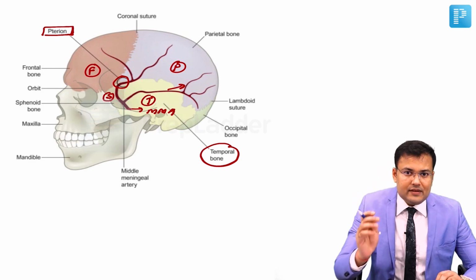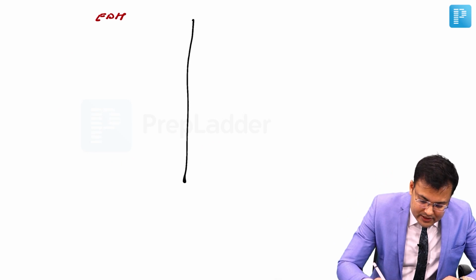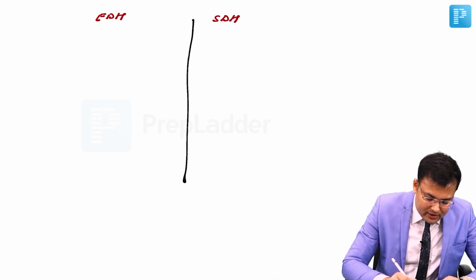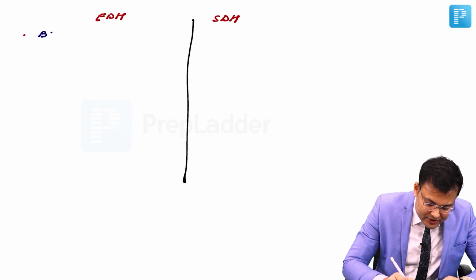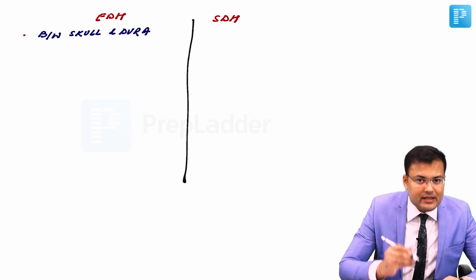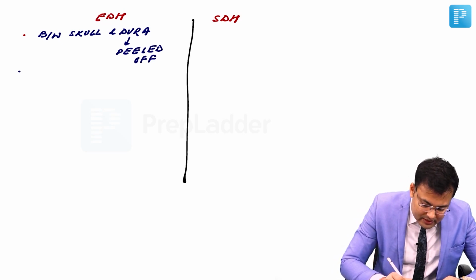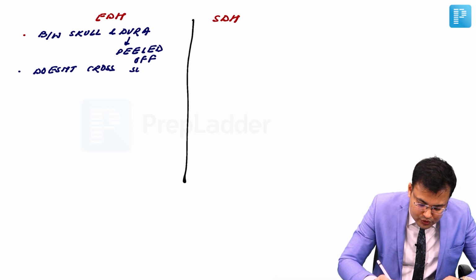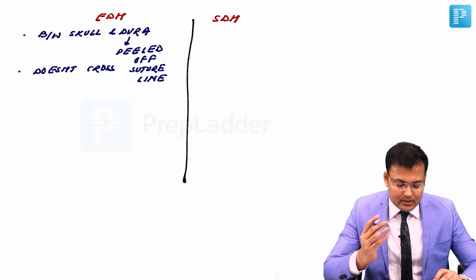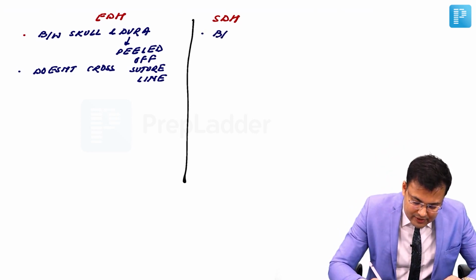Okay, so let's discuss the differences, EDH and SDH. Extradural hematoma: here there is collection of blood between skull and dura. Since collection of blood is between skull and dura, here dura is peeled off, and it doesn't cross the suture line. Simple. SDH, subdural hematoma: here there is collection of blood between dura and arachnoid. Simple.